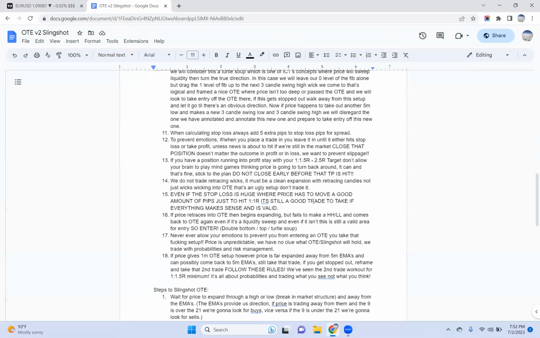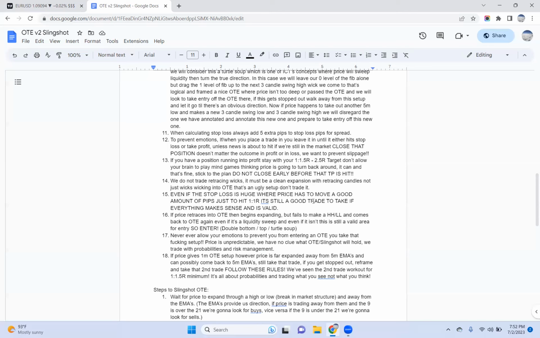We want to prevent slippage, but to prevent emotions, when you are in a trade and there is no news coming up, you will leave it alone until it hits your take profit or your loss, okay? If you have a position running into profit, stay with your 1 to 1.5R, your 2 to 5R, whatever you target. Don't allow your brain to play mind games thinking price is going to turn back around. It can, and that's fine. You want to stick to your plan. Do not close early before that take profit is hit, okay?